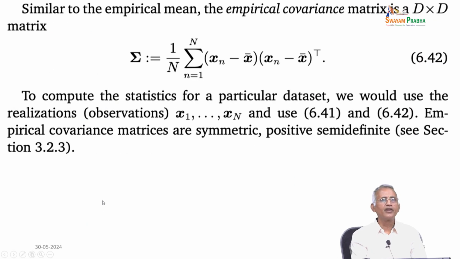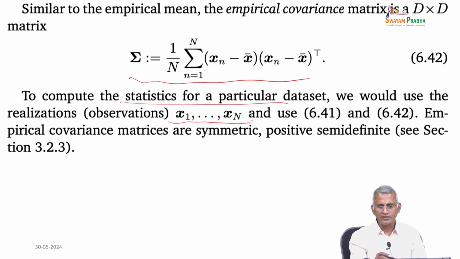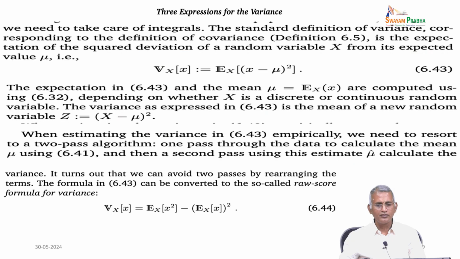Similarly, the empirical covariance of D cross D is denoted by 1/N summation from n equal to 1 to N of (x_n minus x bar)(x_n minus x bar) transpose. So, this computes the statistics for a particular data set, where we have the realization, observations x1 to xN, of equations 41 and 42. The empirical covariance matrix is symmetric and positive semi-definite. These are all important things you have to know.